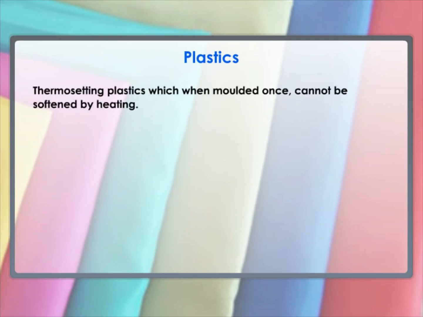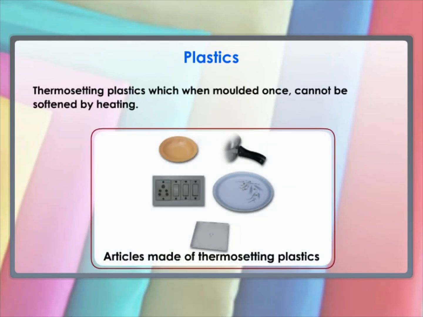On the other hand, there are some plastics which, when molded once, cannot be softened by heating. These are called thermosetting plastics. Two examples are bakelite and melamine. Bakelite is a poor conductor of heat and electricity. It is used for making electrical switches, handles of various utensils, etc.